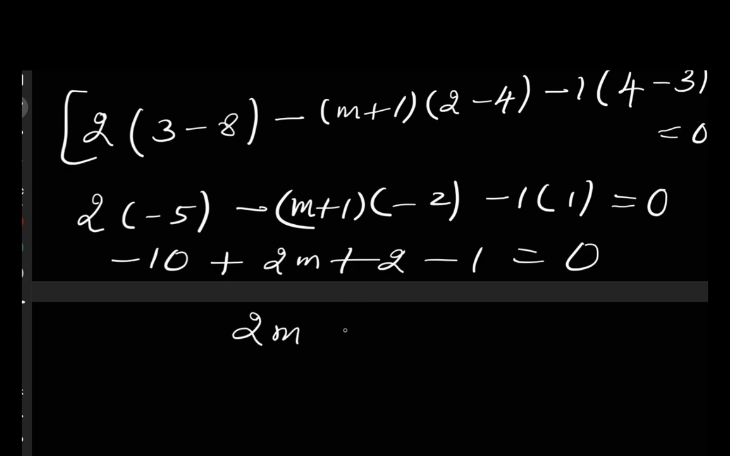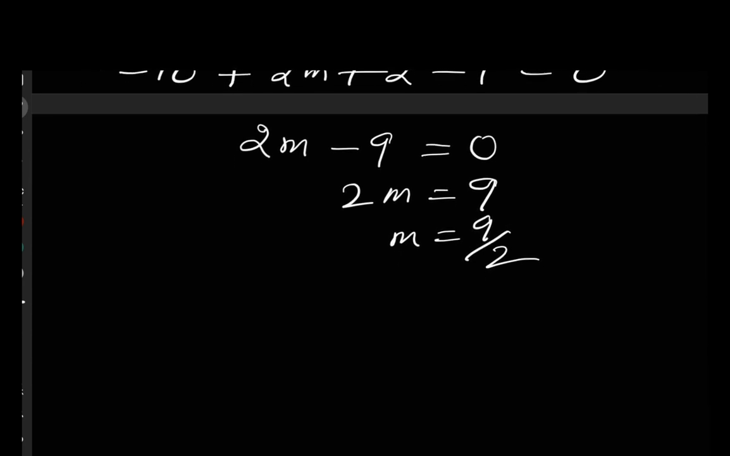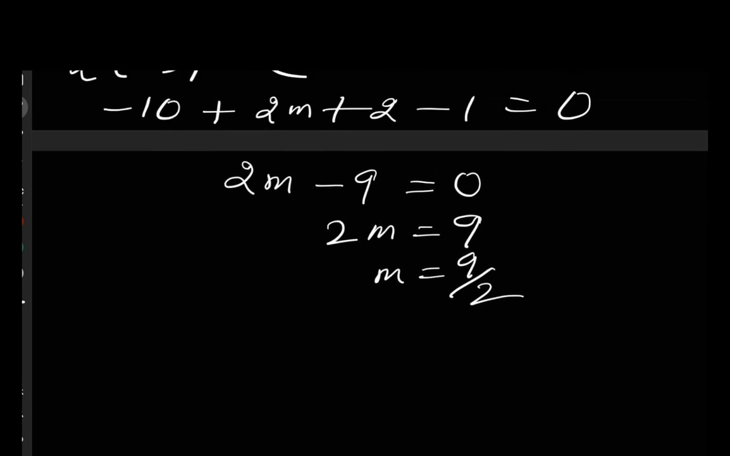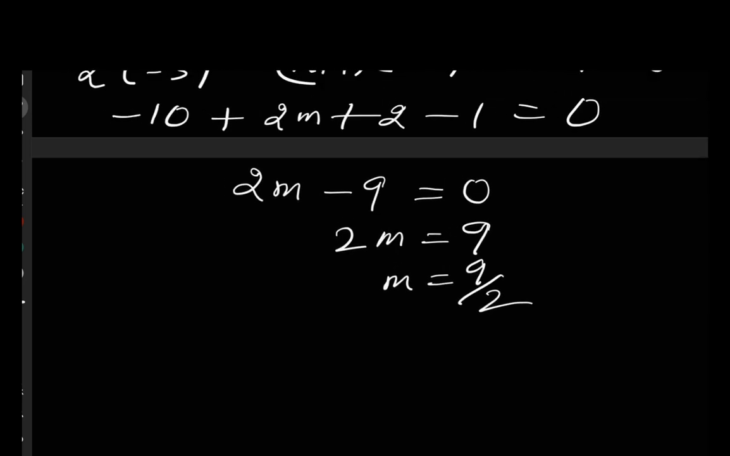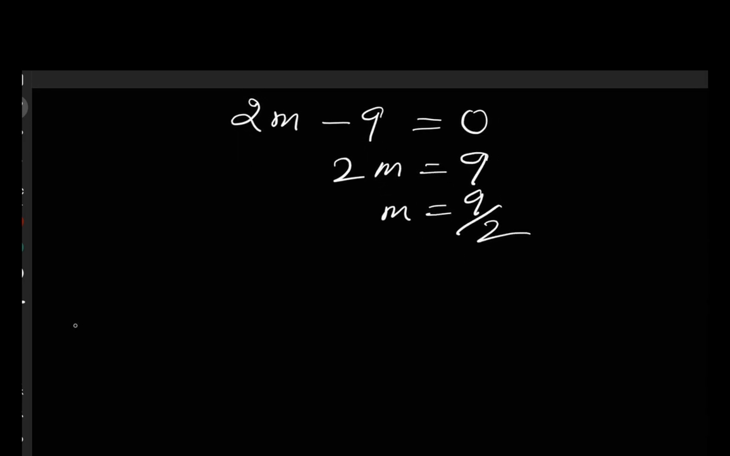So 2m minus 11 plus 2, that is minus 9, equal to 0. So 2m equal to 9, so m equal to 9 by 2. So the value of m equal to 9 by 2. So this is what you have to find, the value of m. Okay, next question, the fourth one.